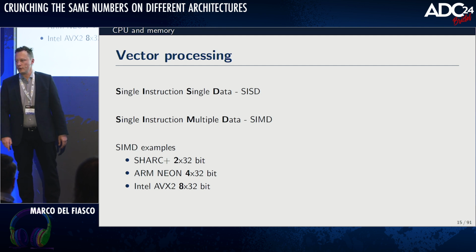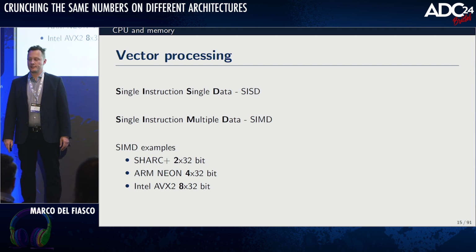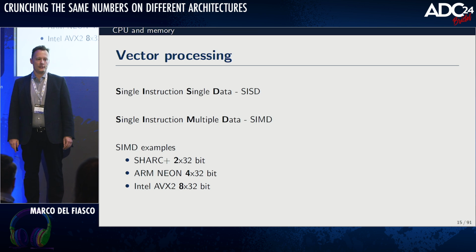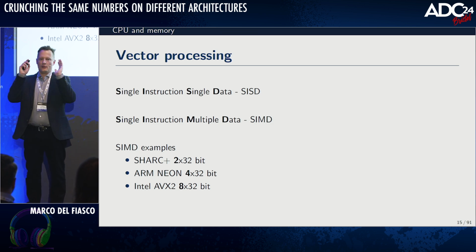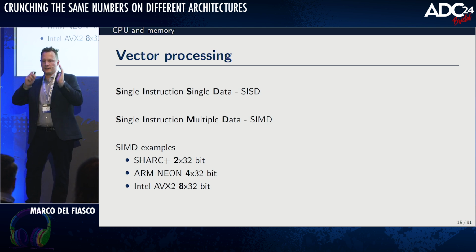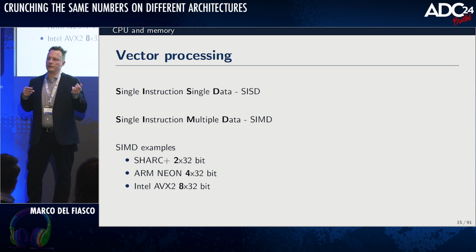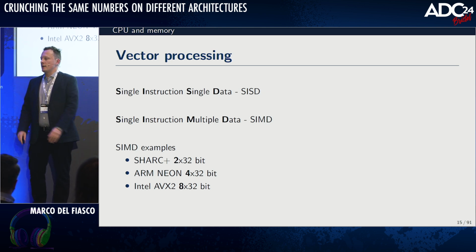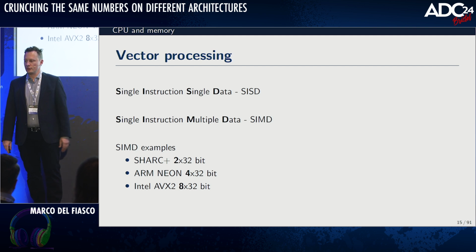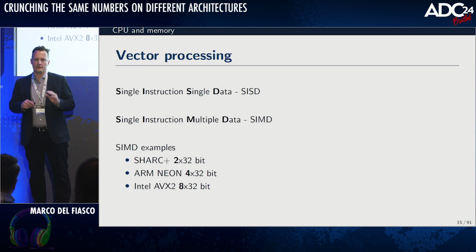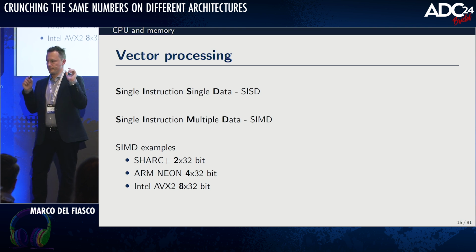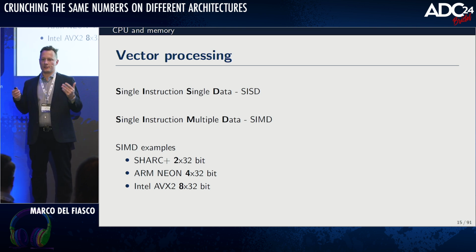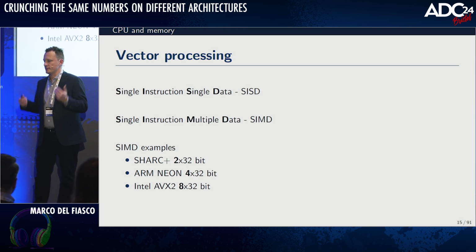Vector processing. What's the difference between SISD and SIMD CPUs? Single instruction, single data CPUs execute the instruction only on one register, so one data, typically in our case of audio, a floating point value. While with SIMD, single instruction, multiple data, the CPU executes the same instruction on an array of registers. This will parallelize the operation and make the CPU run faster.